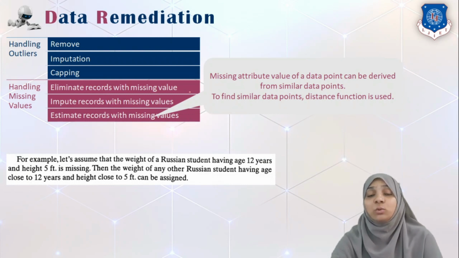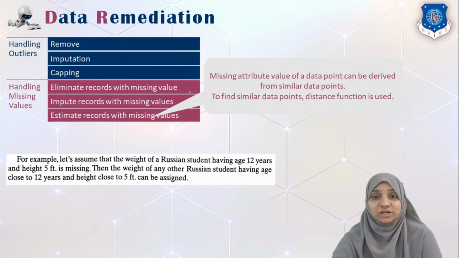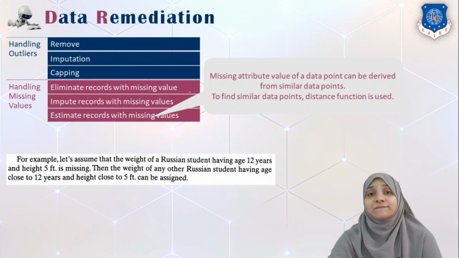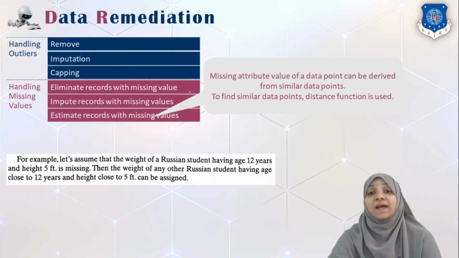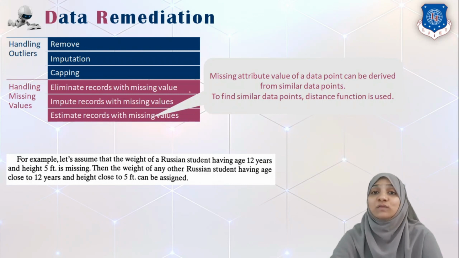Now I can find the weight of another Russian student, because a Russian student is close to a Russian student, having around an age of 12 years. That means any student having 11.5 years, 12.5 years or 13 years of age, which is close to 12 years, and also having height closer to 5 feet. That means any student having 11.5 years of age and height close to 4 feet 9 inches will have about the same weight as this missing Russian student. So this is nothing but estimating records with missing values.